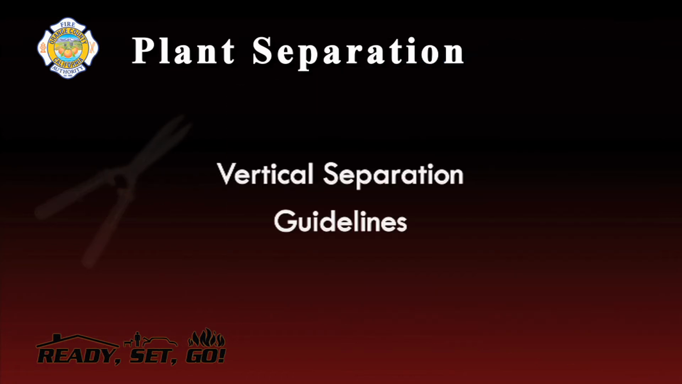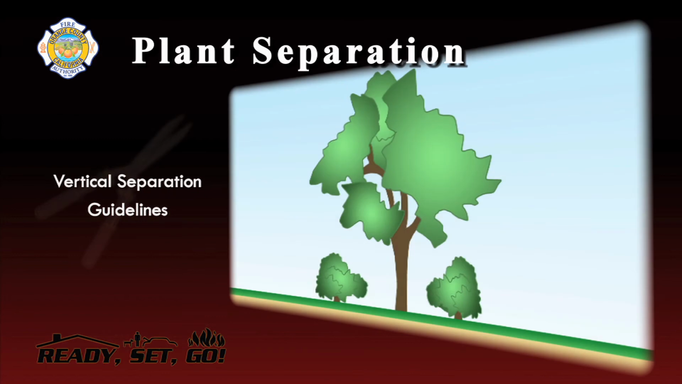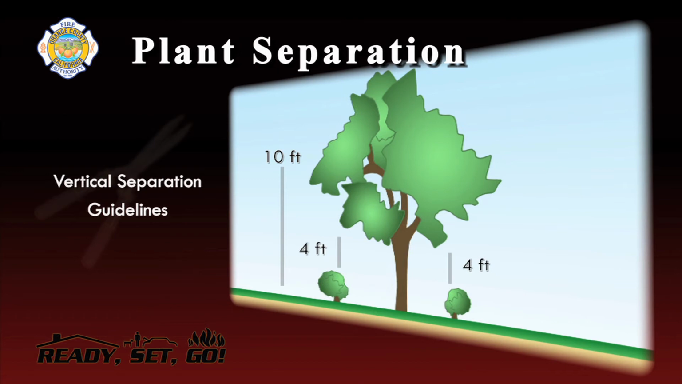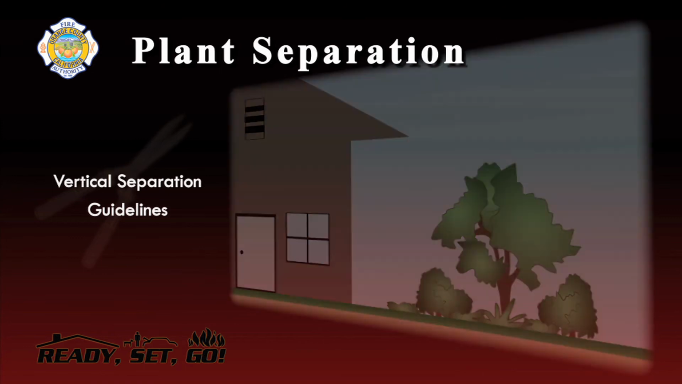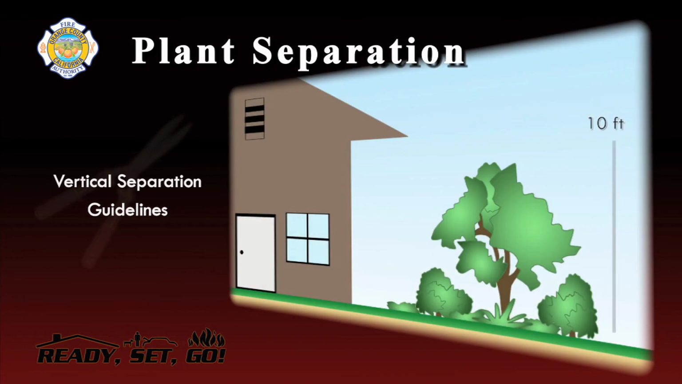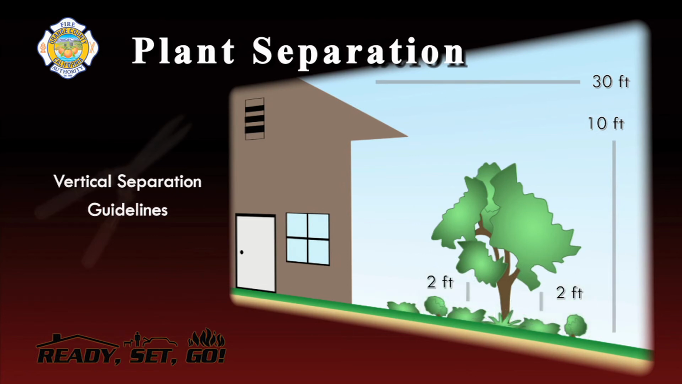Vertical separation guidelines. Trees and shrubs more than 10 feet in height require vertical separation of 4 feet between plant material on the ground and the lowest branch of the tree or shrub. Trees and shrubs less than 10 feet in height and located within 30 feet of the home require vertical separation of 2 feet between plant material on the ground and the lowest branch of the tree or shrub.